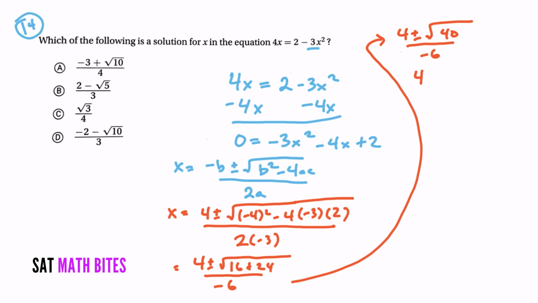The biggest perfect square that goes into 40 would be 4. So this would be square root of 4 times the square root of 10 over negative 6. And so this would give me 4 plus or minus 2 radical 10 over negative 6. From here, we want to reduce the fraction. What's the biggest number that goes into 4, 2, and negative 6? That would be 2. But since we have a negative number in the denominator, we want to make it positive. So we divide everything here. We divide the top by negative 3, by negative 2, and we divide the bottom by negative 2 as well.